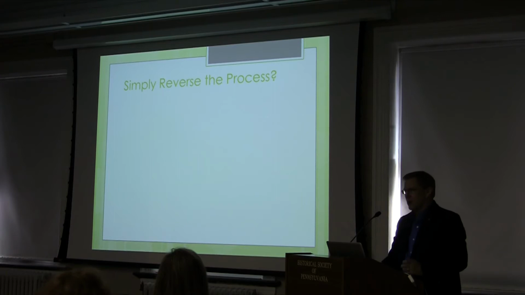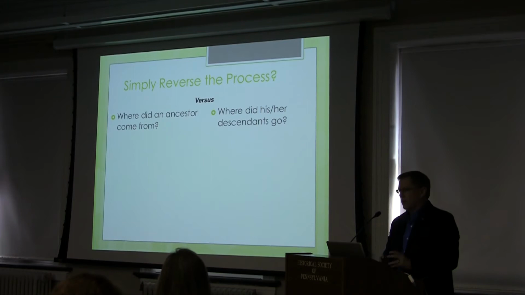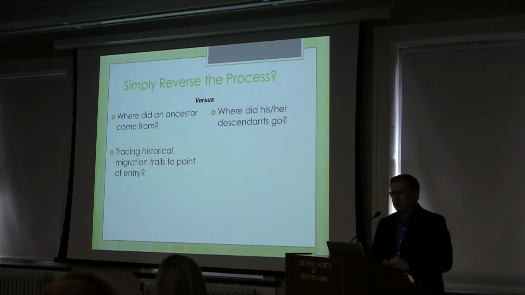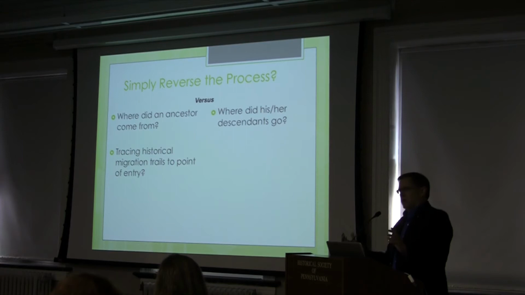All right, do we simply reverse the process? Where did an ancestor come from versus where did his descendants go? It's not the same. And so you don't just simply change your research methodology that way. Tracing historical migration trails to the point of entry. So tracing it back, where did they come into? Well, if your ancestors are in this area, there's a good chance they came into the port of Philadelphia, right? Makes sense. But looking for evidence of social, cultural, and economic drivers.